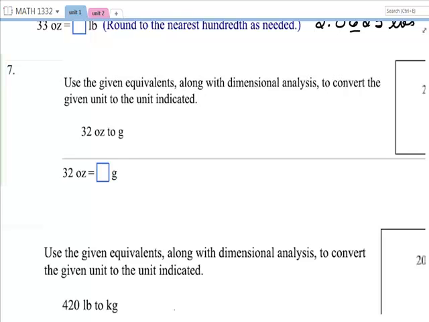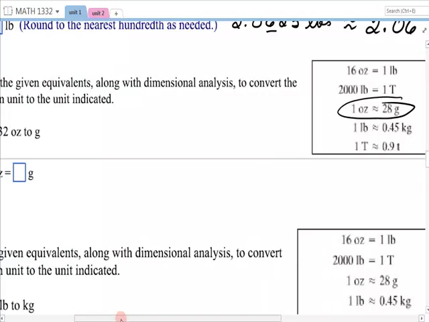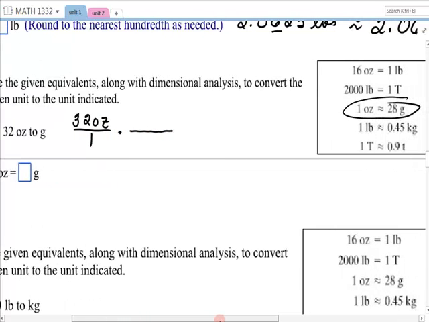All right, first thing I need to do, anytime the US or English system is involved, is I have to have a fact. And my fact is that 1 ounce is approximately 28 grams. All right, so how do I do dimensional analysis? I take 32 ounces, I put it over 1, I multiply it by my fact, 1 ounce is 28 grams. What goes on the bottom?